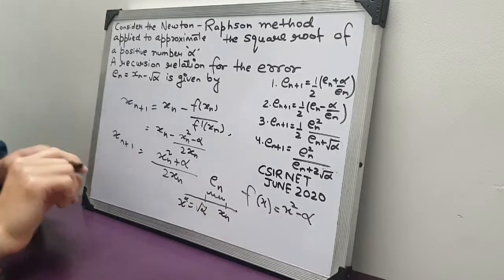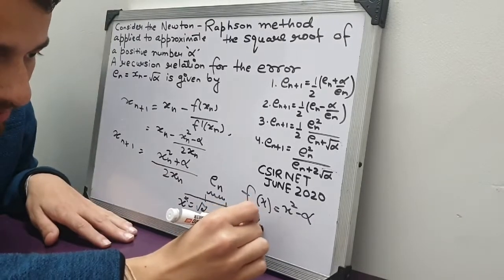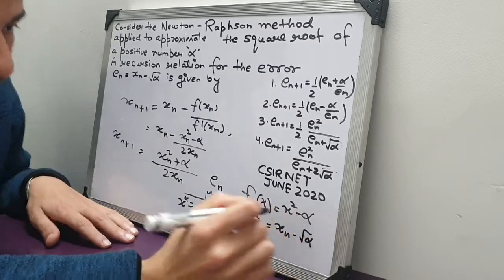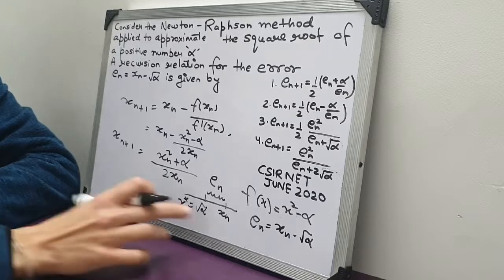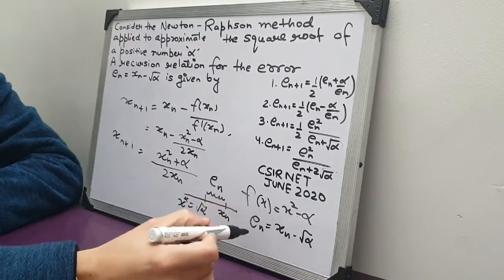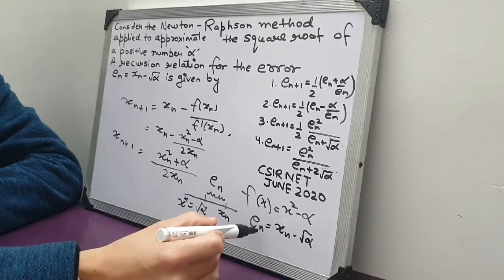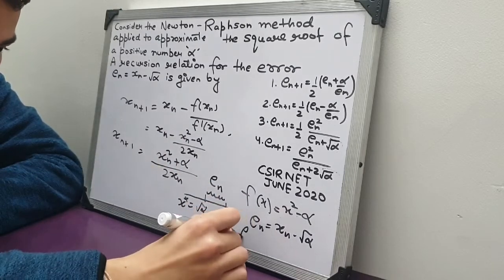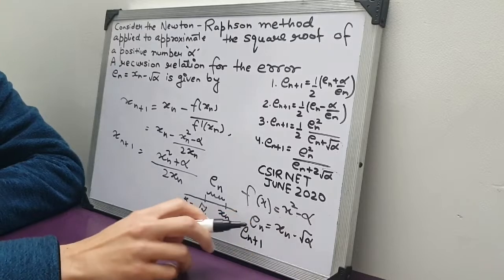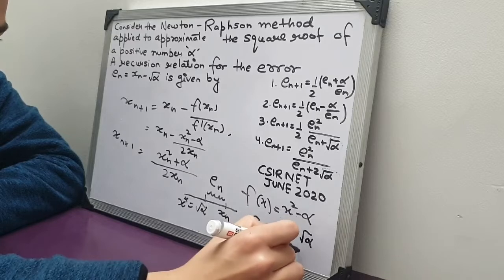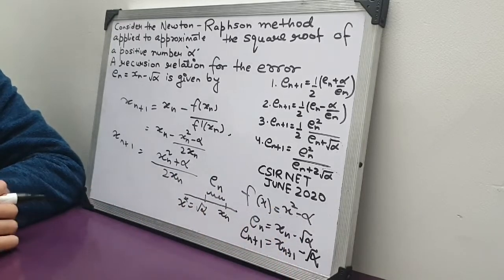Similarly, what will be my en from here? My en will be xn minus square root of alpha. Fine. From here you can observe the difference, xn minus square root of alpha. This is my en, error at the nth iteration. This n represents the iteration at which you are having this error. So what will be your en plus 1? Simply replace n by n plus 1. So it will be xn plus 1 minus square root of alpha.